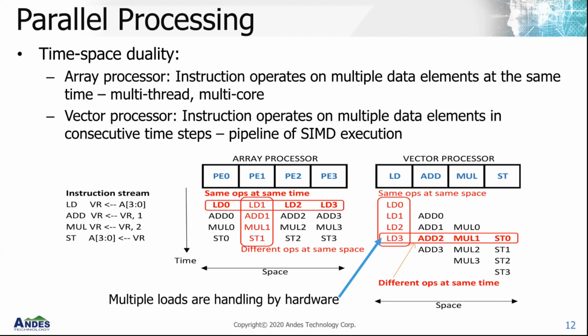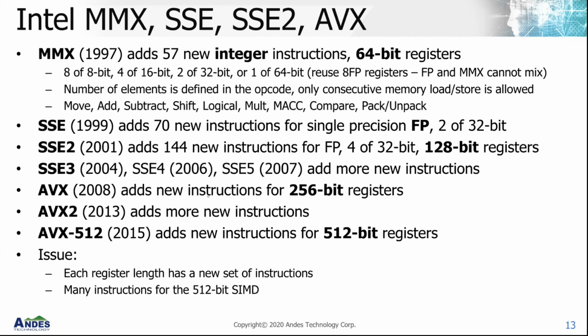Okay, so let's look at some history of SIMD. Intel is probably a great example. MMX started in 1997 with 57 new integer instructions and 64-bit registers. The 64-bit register is programmable as 8 elements of 8-bit, 4 elements of 16-bit, 2 elements of 32-bit, or 1 element of 64-bit. But it used the floating point register file, so floating point and MMX code cannot be mixed. You can only do one or the other, but not both at the same time.